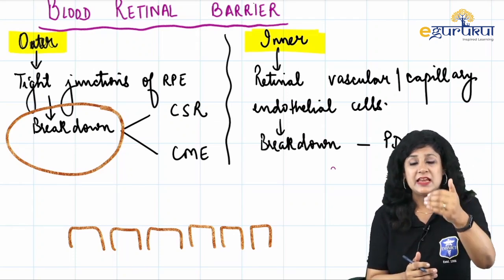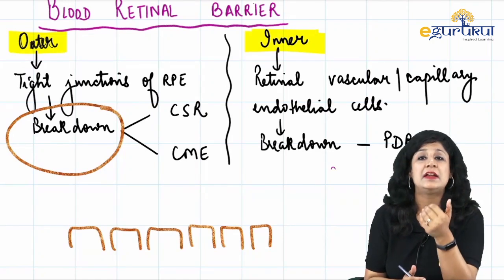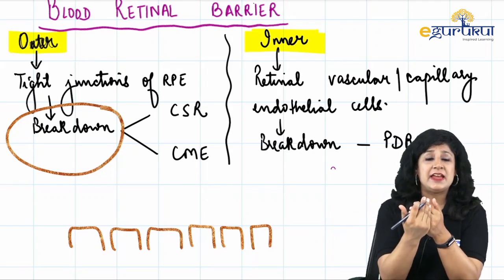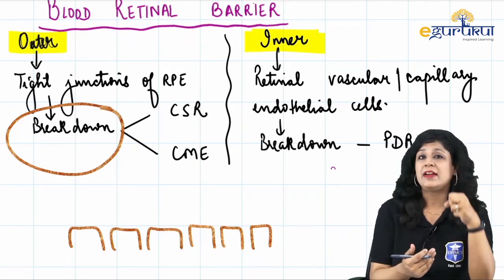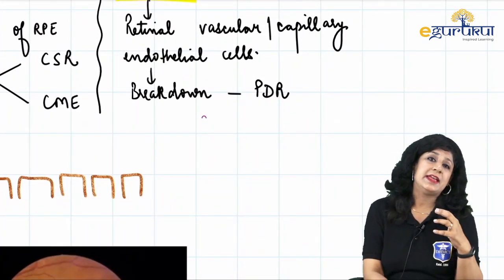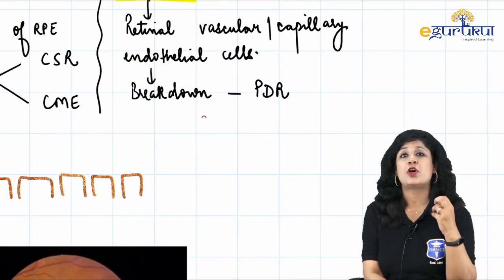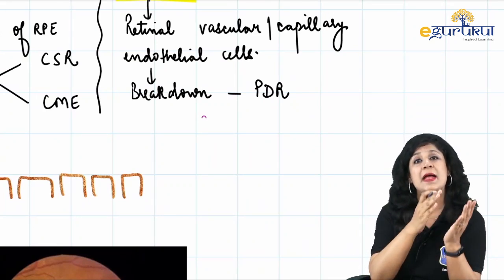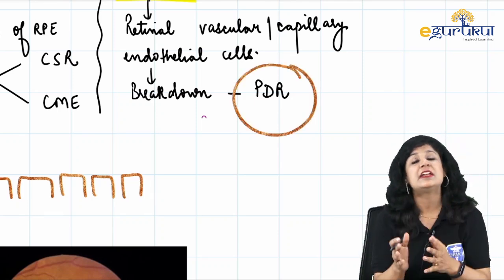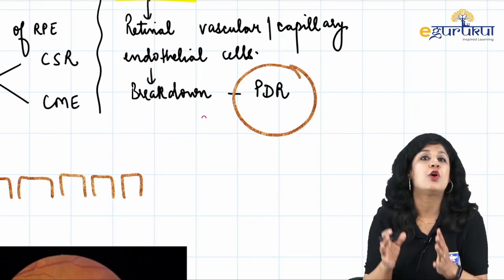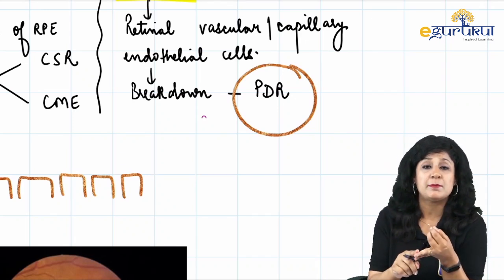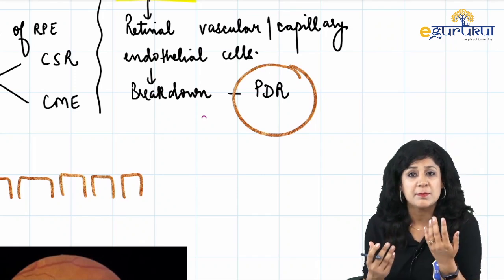Similarly, the inner side is formed by the vascular endothelium. This vascular endothelium present on the inner side is actually making your inner blood retinal barrier, and if this is breaking down, it will occur in cases of angiopathies, in cases of diabetes, where we have a microangiopathy. So especially in cases of PDR, which is proliferative diabetic retinopathy, you will have a breakdown of the inner blood retinal barrier. So what is the outer blood retinal barrier, what is the inner blood retinal barrier, and where they break down, again are important things.